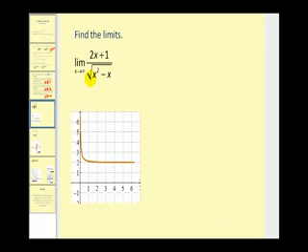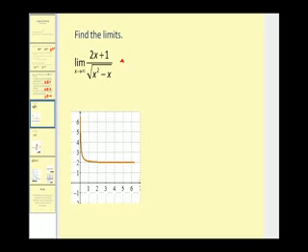We have the limit as x approaches infinity of the quantity 2x plus 1 divided by the square root of x squared minus x. Let's take a look at the graph first. It's pretty easy to see from the graph that as x approaches positive infinity, this function approaches the value of y equals 2, and that is what this limit is equal to. But let's take a look at a couple other ways to determine this limit.